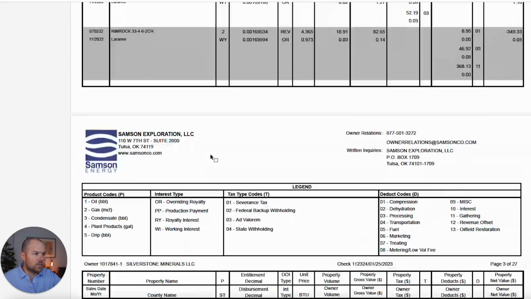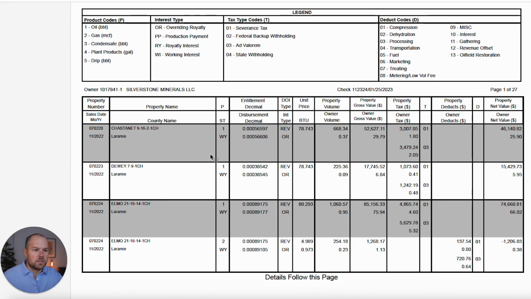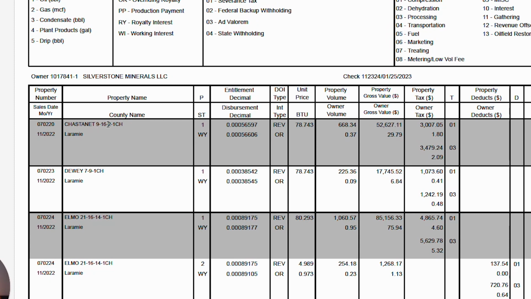This check stub is actually 20 something pages long because we own an interest in a bunch of wells there. But we'll use this first page, this Chassenay 9-16-2-1CH well, as our example. And we're gonna read this check stub from the left to the right.